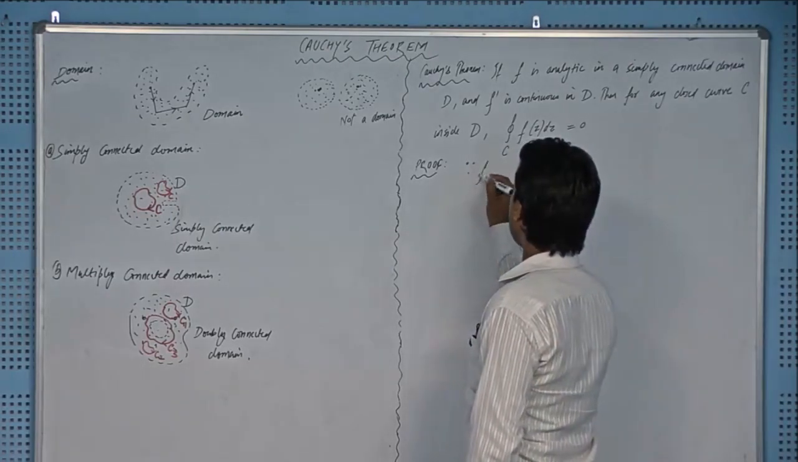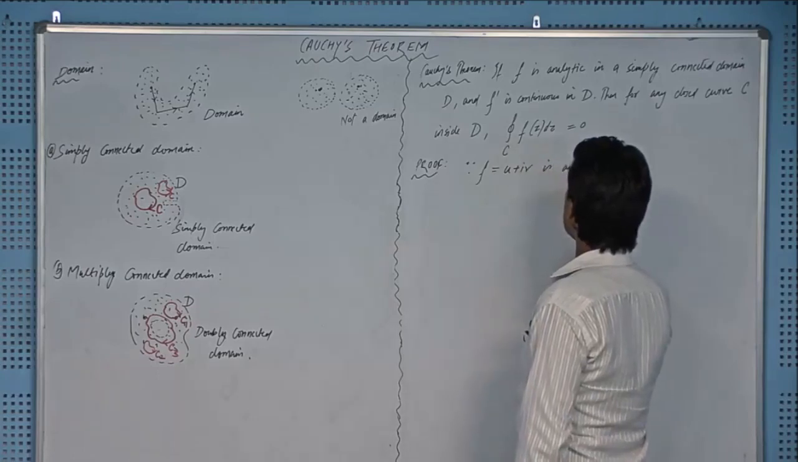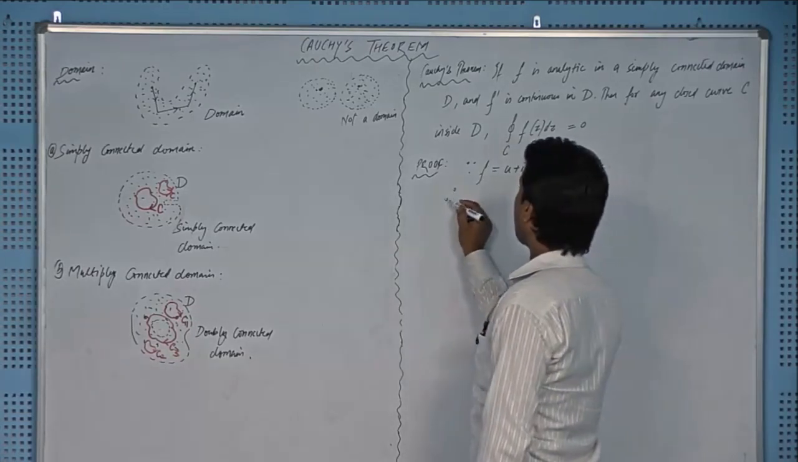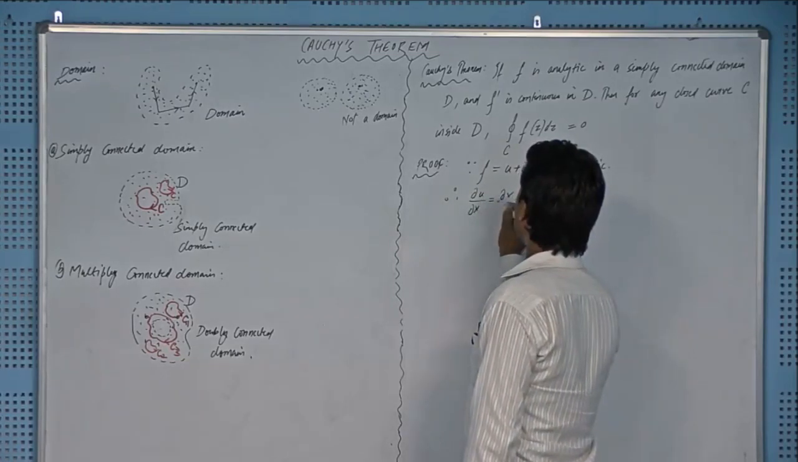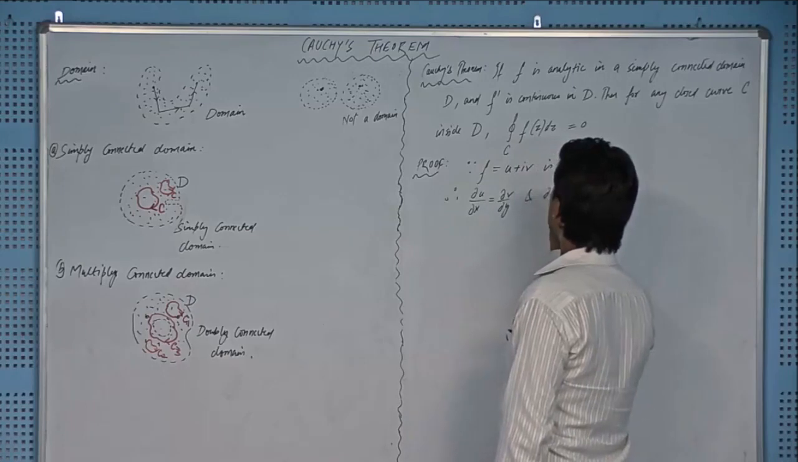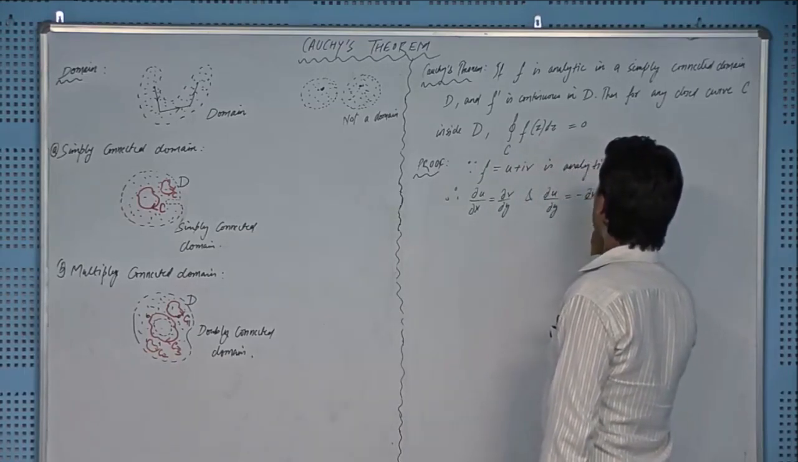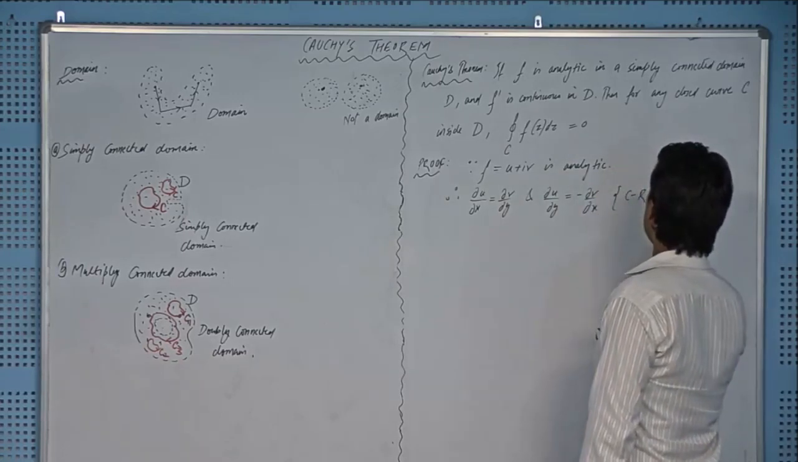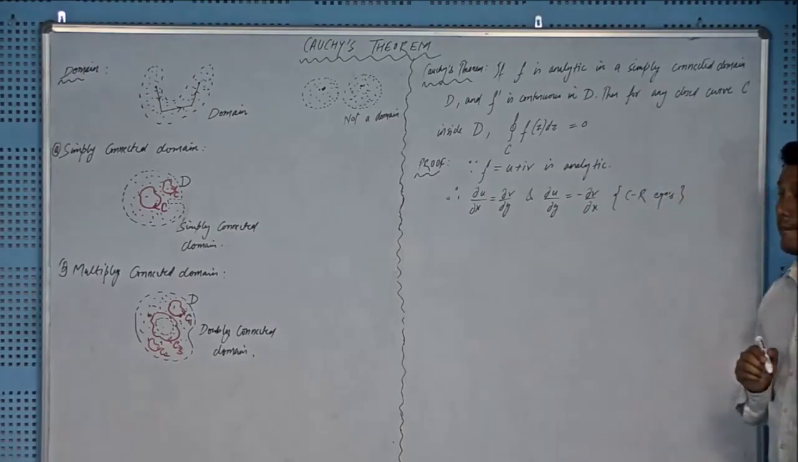Since f equal to u plus i v is analytic, right? Therefore, by Cauchy-Riemann equations, del u over del x equal to del v over del y, and del u over del y is equal to negative of del v over del x, and these are by Cauchy-Riemann equations, right? Okay.